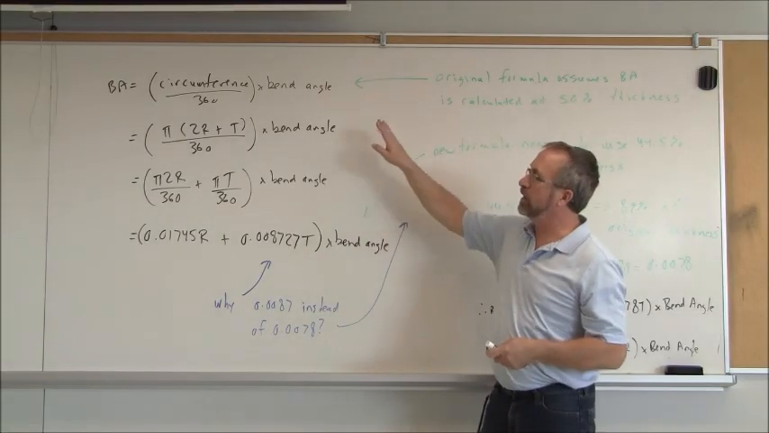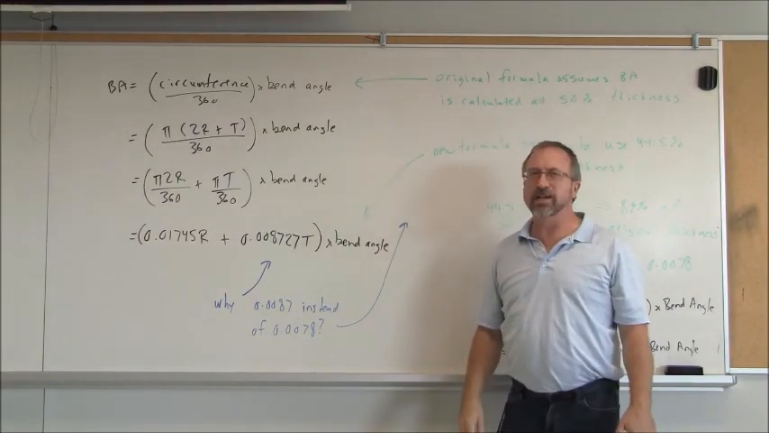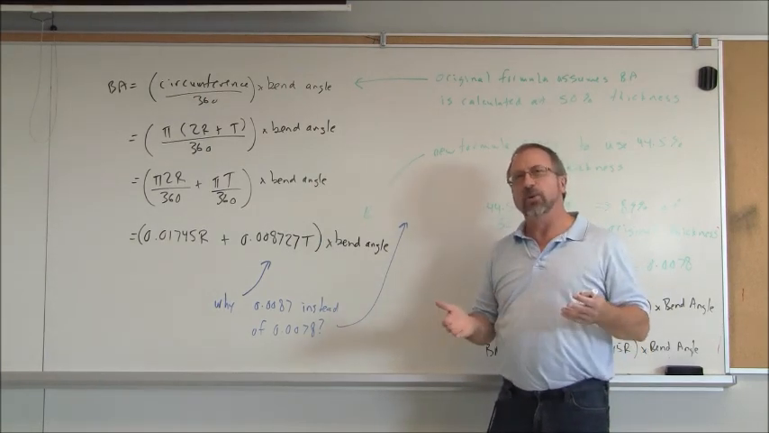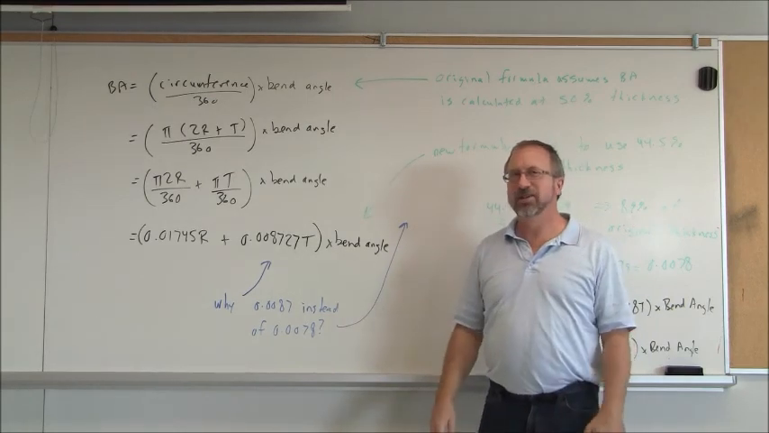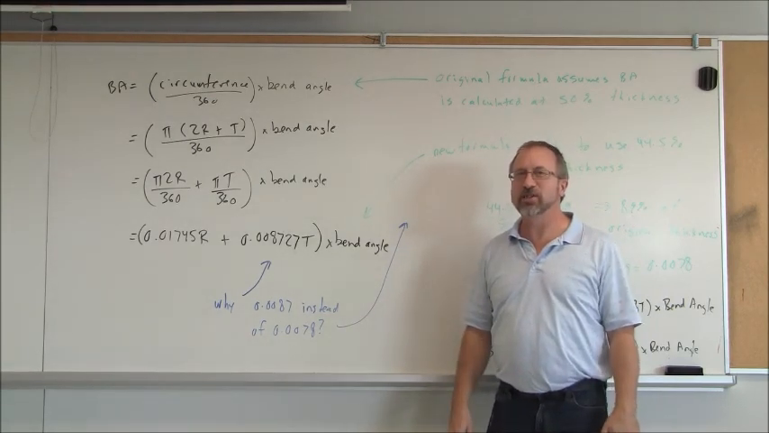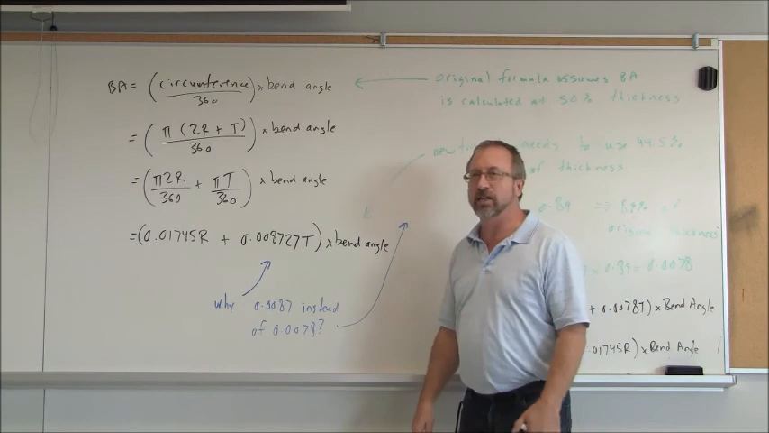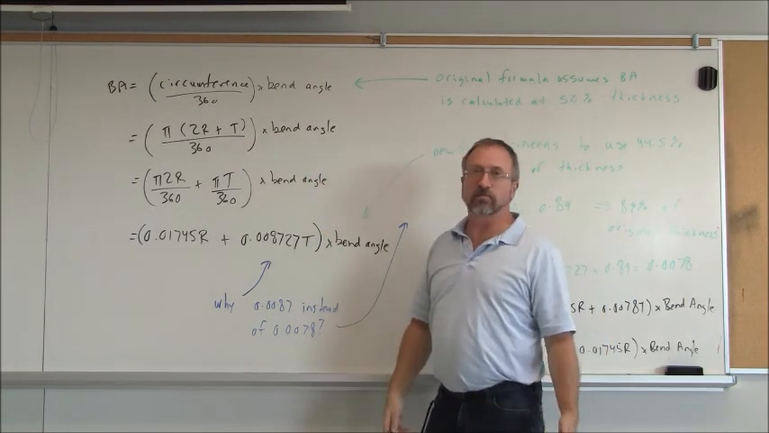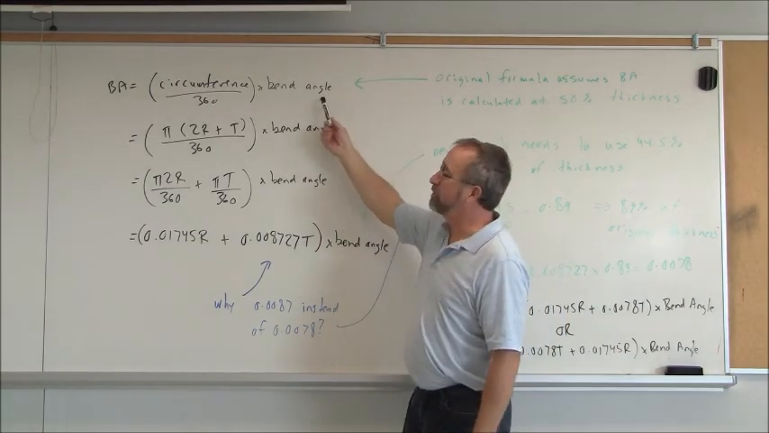So we had this formula where we calculated bend allowance using circumference. And I showed you a new formula and explained how we got there. So I thought I'd put that in a permanent recording so you could see for yourself what we did in class. So we started with the formula: bend allowance is circumference divided by 360 times the bend angle.